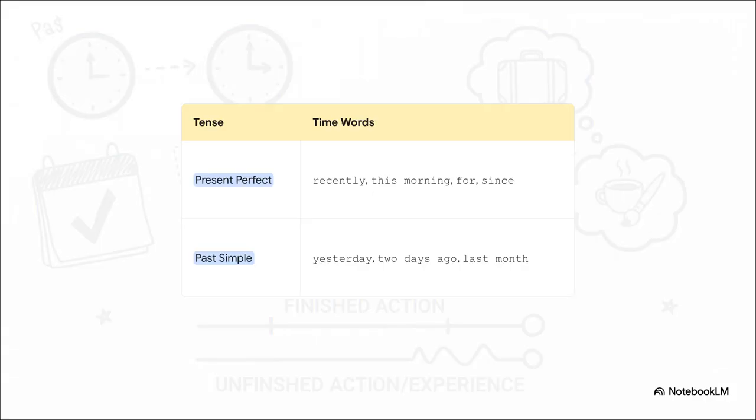And honestly, the time expressions you use are a total giveaway. If you use a word that points to a finished time, like yesterday, last month, in 2010, boom, that's past simple. But if the time is unfinished, like this morning while it's still morning, or you're using those duration words for and since, that's your cue for the present perfect.